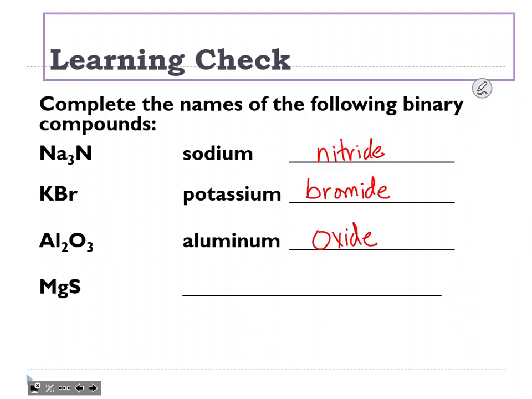And last but not least here, it didn't give us either of the names. Mg is going to be represented with magnesium, and then S turns into sulfide. Sulfur turns into sulfide. Very good. Like so.